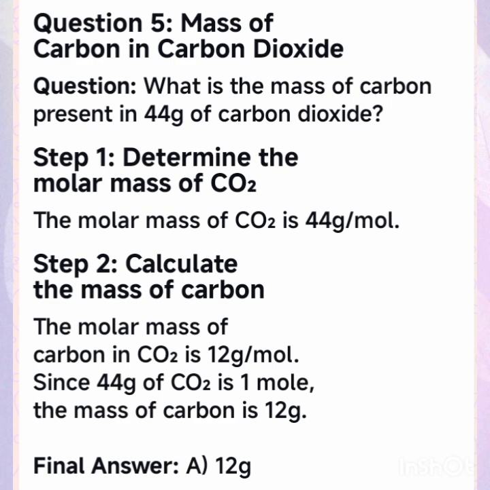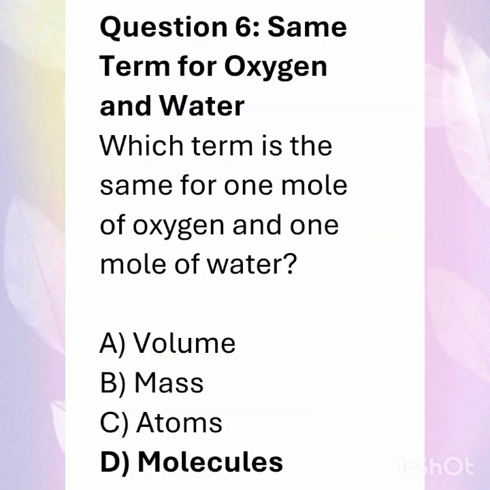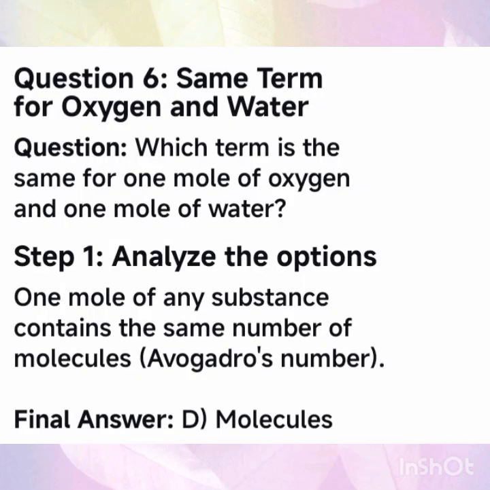Now you know that the mass is constant for 1 mole of everything. So in 1 mole, 44 gram of carbon dioxide, whatever the mass of CO2 is, mass of carbon is always the same and it is 12 gram. So the final answer is option A. For question 6, you have to just guess which term is same for 1 mole of oxygen and 1 mole of water. So we'll have to check out the options. 1 mole of every substance always has the same number of molecules, which is equal to the Avogadro's number. So the option will be molecules.